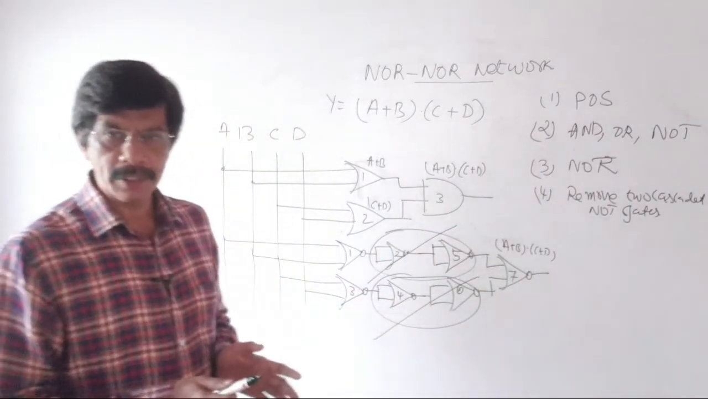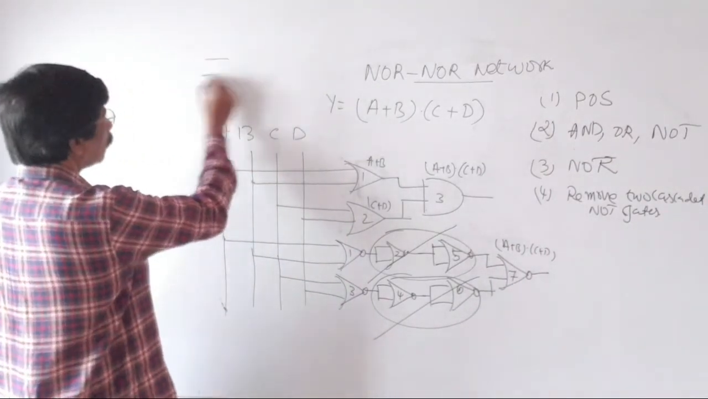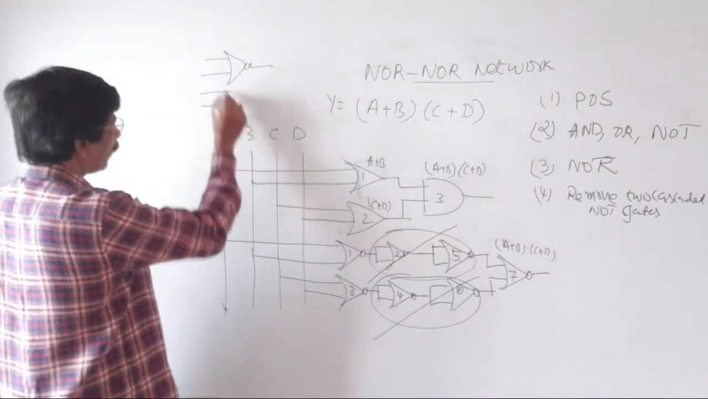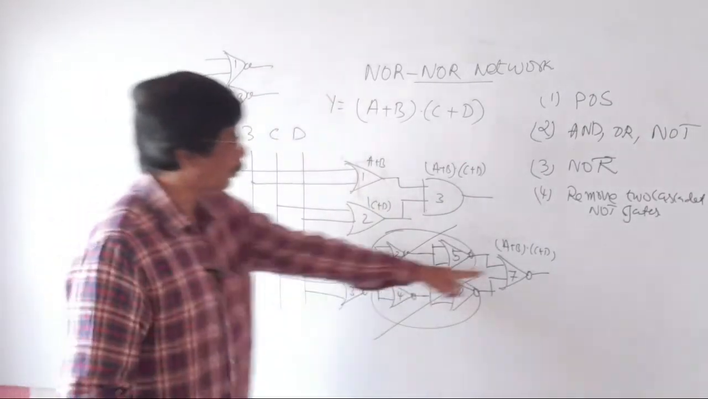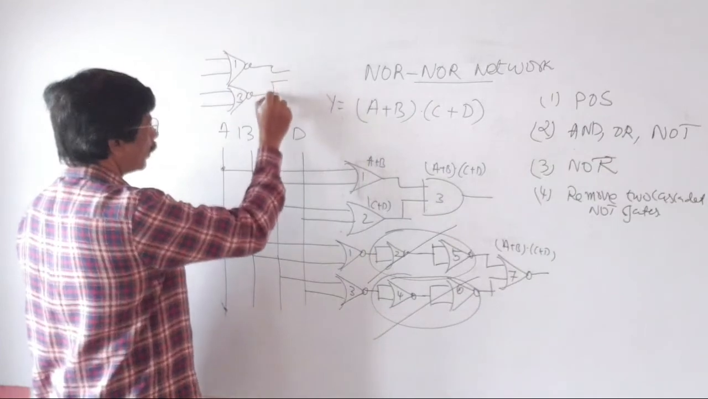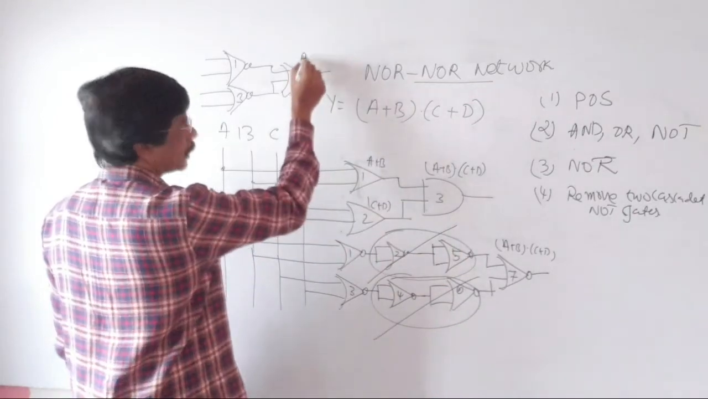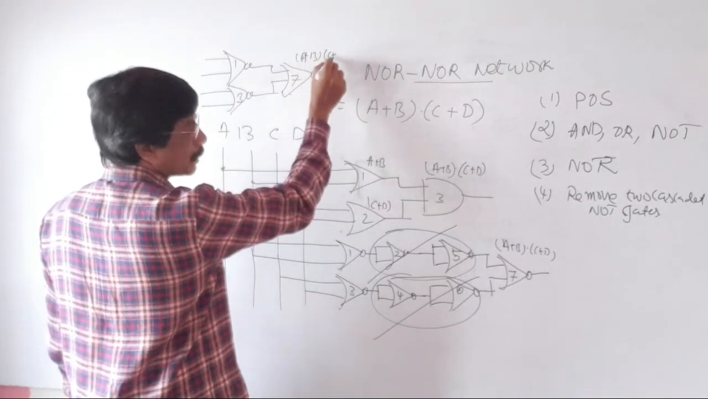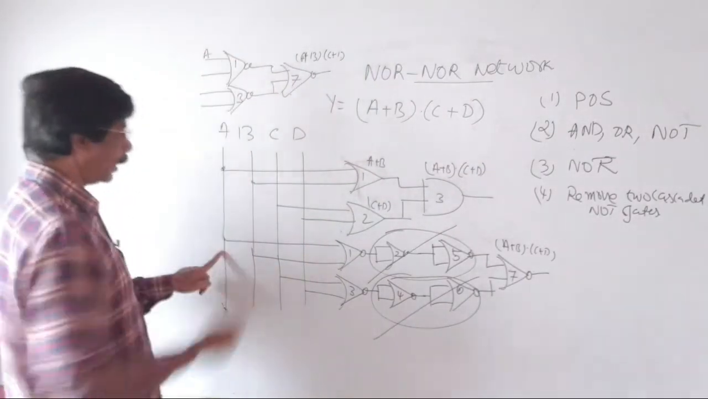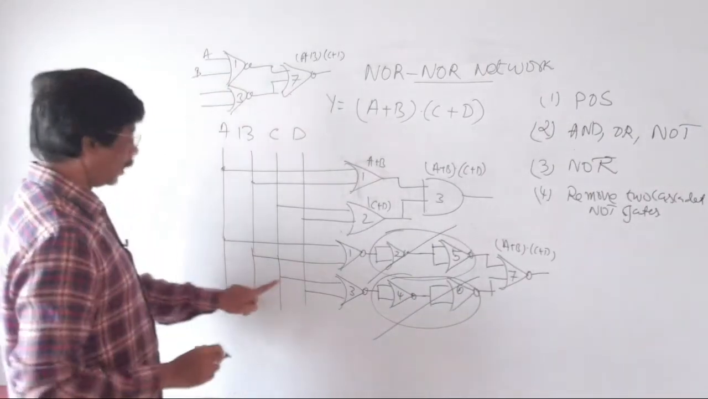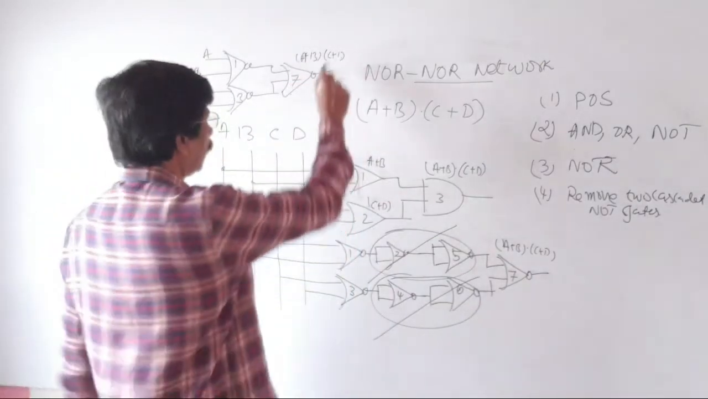The remaining circuit consists of only NOR gates. This is one NOR gate, this is another NOR gate. This is NOR gate 1 and 3. This is connected to the 7th NOR gate, whose output is equal to (A plus B) into (C plus D). Here you are connecting this input equal to A, this equal to B, this equal to C, and this equal to D.